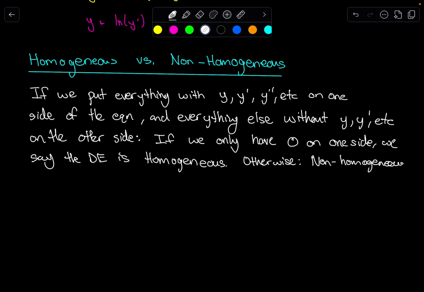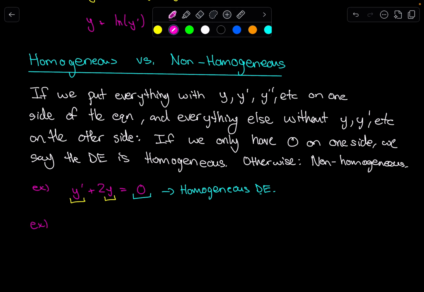Okay. And so some very quick examples to run through here would be, if I have y prime plus 2y is equal to 0. You'll notice everything that has a y prime or a y attached to it is on the left side. There is nothing else on the left side that doesn't have a y on it, and everything else is on the right side, and there's only a 0. This is what we call a homogeneous differential equation. So not too bad.